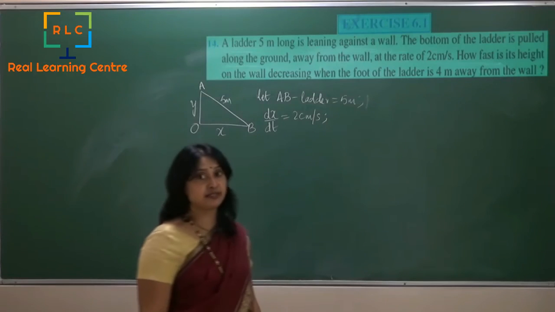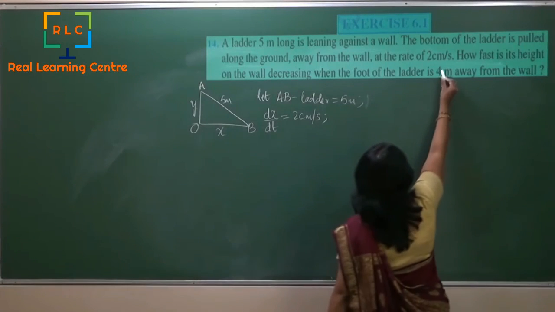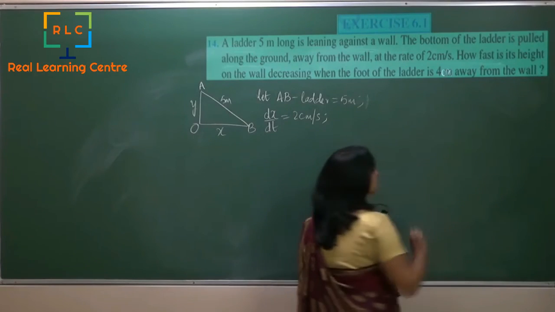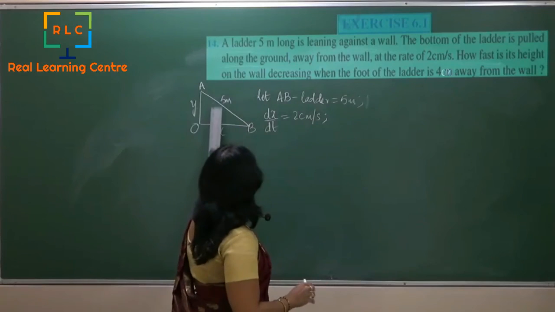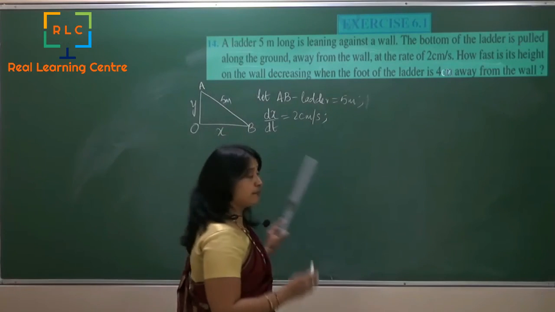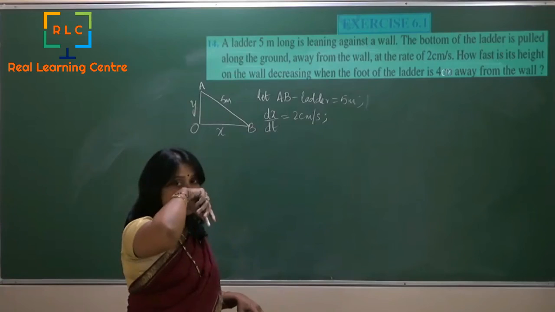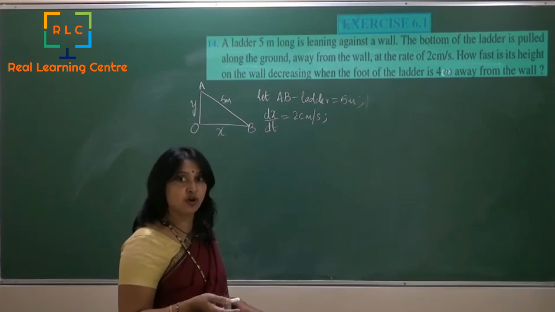In this particular problem, I would like to tell you that according to the answer in your NCERT textbook, the data is given wrongly, there is some printing mistake, this is 4 centimeter. All the parameters they have given you should be in terms of one dimension, either meter or centimeter.